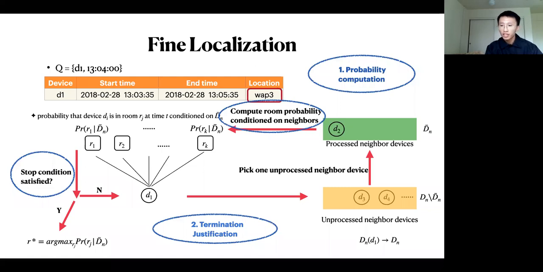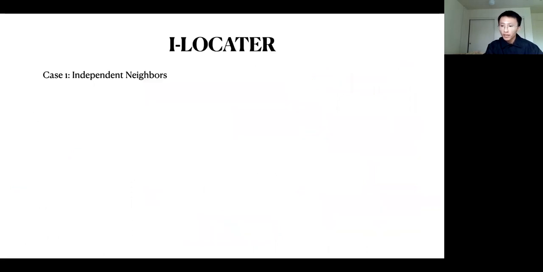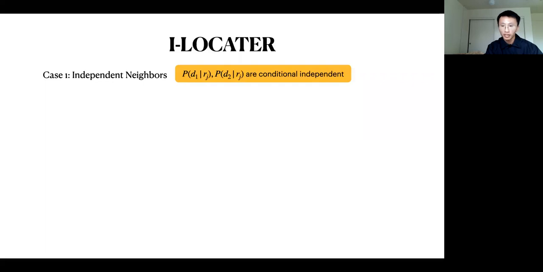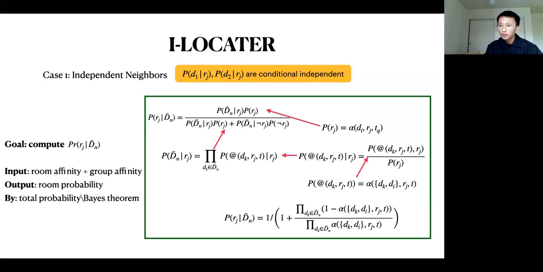So here we have two tasks. First is how to compute this conditional probability. Second, what's the stop condition and how to determine it, and how to terminate the algorithm early without computing all the neighbor devices. To compute the above conditional probability, first we assume neighbor devices are conditionally independent, and in this case we can compute the probability using room affinity and the group affinity we computed before by applying total probability and the Bayes theorem.